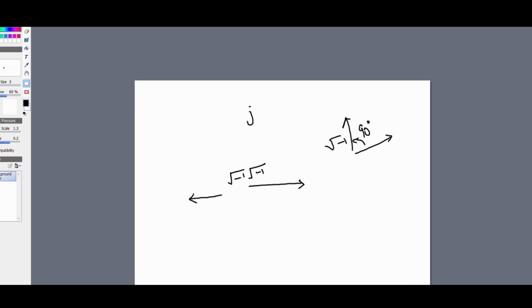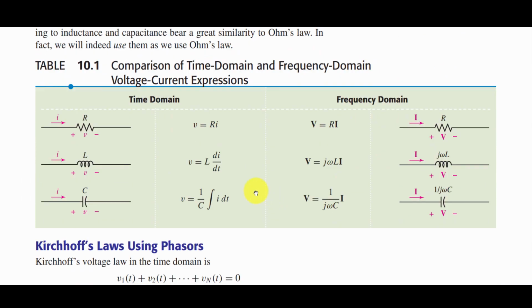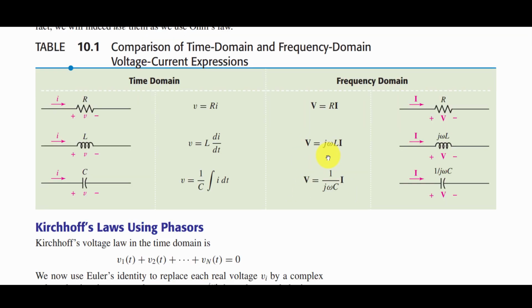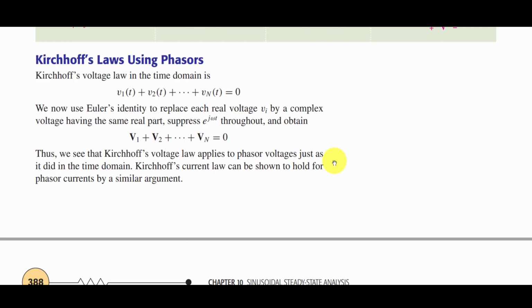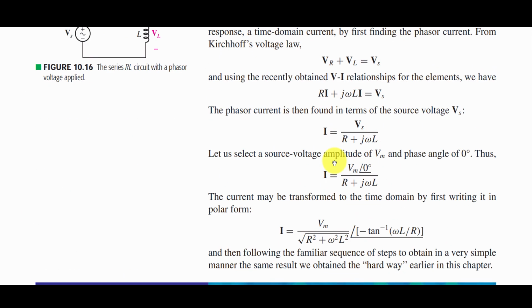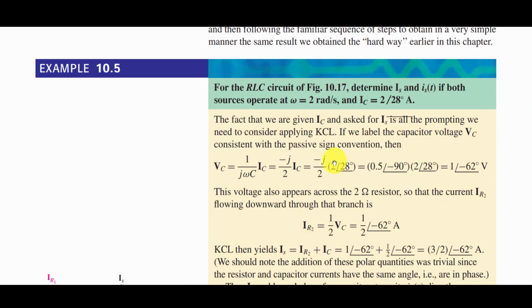So coming back to this time domain and frequency domain representation, inductors and capacitors in the time domain are written in this form, but in the frequency domain they have V equals j omega L I and V equals 1 over j omega C I. These V and I are all phasors, and these phasors are also used in KCL as well as KVL. So we can write the mesh and nodal equations in complex form using phasors.